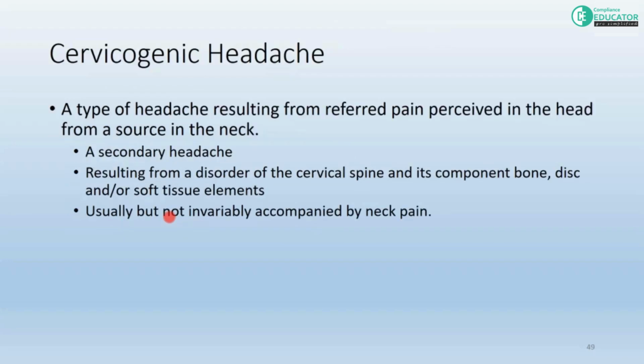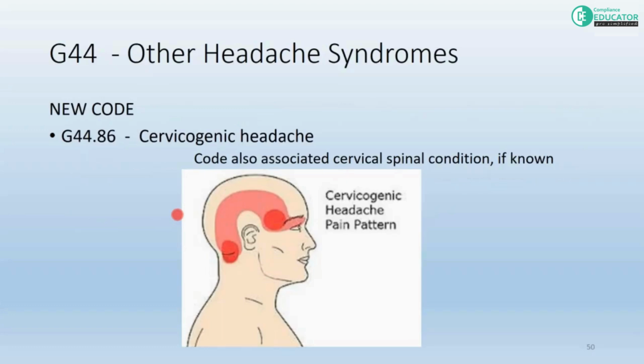We have a new, or not a new, but a type of headache that is very unique. It has some very specific indications and information that we're going to look at. And so when they asked for a new code, we are going to have this, it's a cervicogenic headache. Now, it can be associated with cervical spine condition, and so we're going to code that if we have that information, but it has a very specific pain pattern, as you can see.